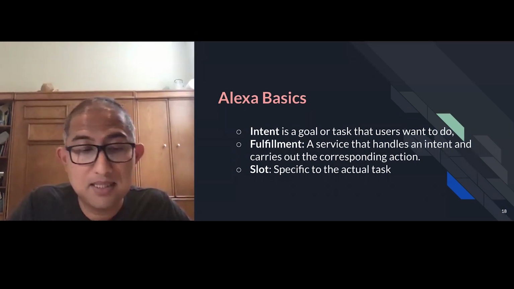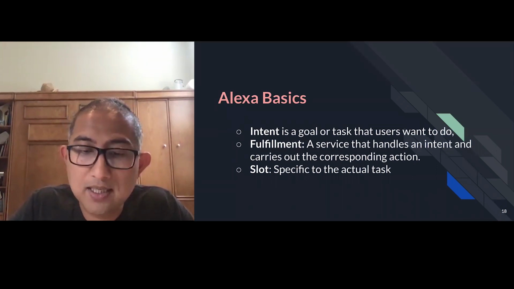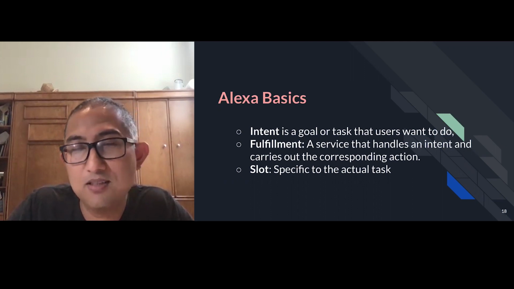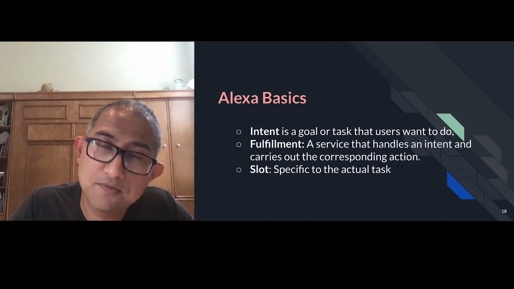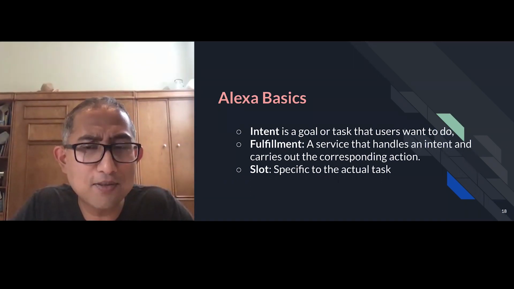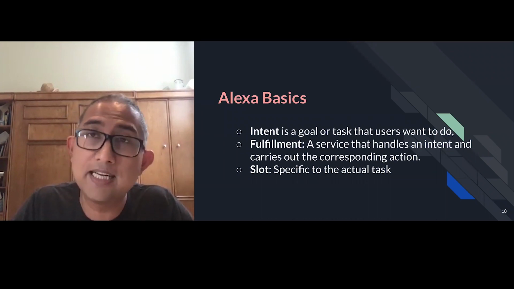These are intents, basically. Now, fulfillment is a service or an API or set of logic that handles an intent and carries out the corresponding action. For example, you saying, hey Alexa, play Lady Gaga, leads to Alexa fulfilling the request of playing, which is an intent, and something called a slot, which is a particular detail of the intent, like you want to play Lady Gaga. So Lady Gaga is a slot.